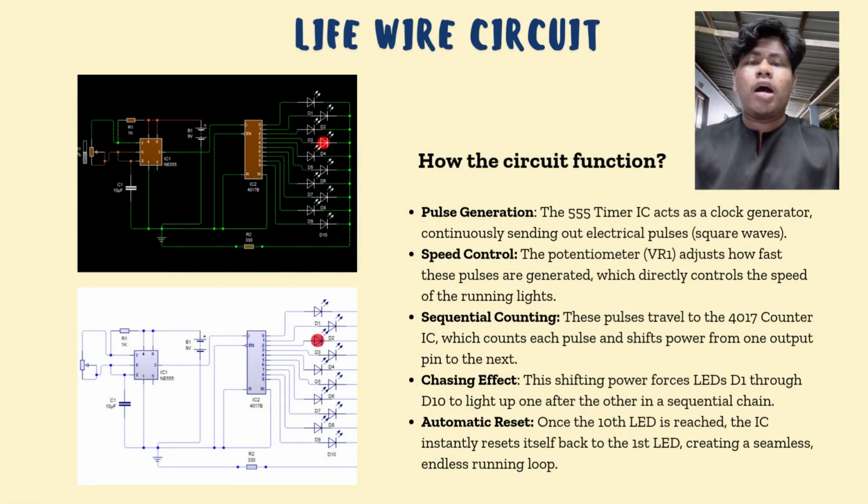Next, I want to explain how this circuit is functioning. Basically, this circuit operates in three simple steps. First, the 555 timer IC acts as a pulse generator. It's creating a continuous clock signal where the speed can be adjusted using potentiometer VR1. Second, these pulses are sent to the 4017 counter IC, which counts each pulse and shifts the output voltage sequentially, causing LED D1 through D10 to light up one after the other. Finally, once it reaches the 10th LED, the counter automatically resets back to the first one, creating a continuous seamless running light loop.